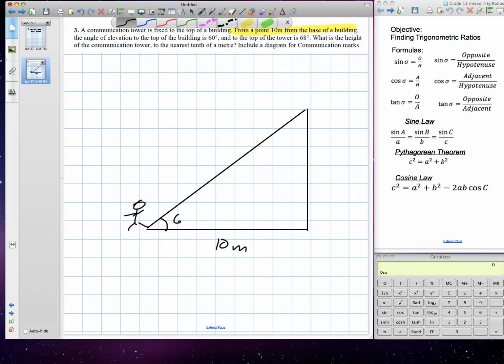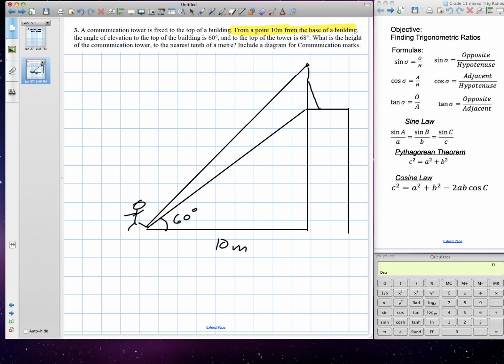It then says, and to the top of the tower. This is the tower that is fixed to the top of the building. So, here's our building. Here is our tower now. Say it's some kind of radio tower. From that guy to the top of the tower is 68 degrees. So he's from the same spot.